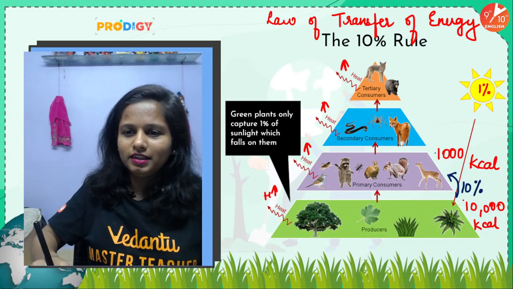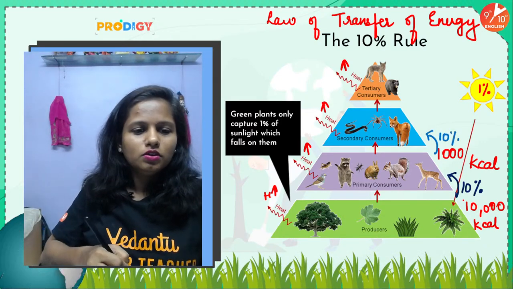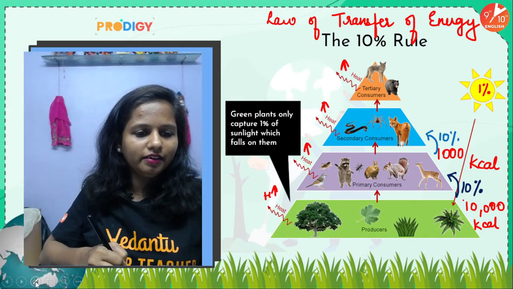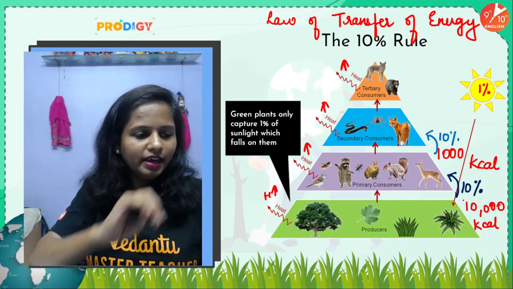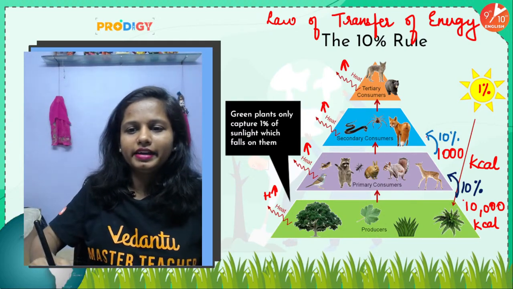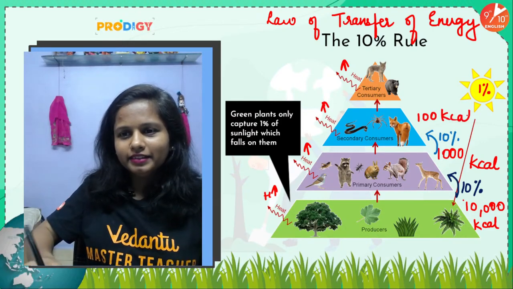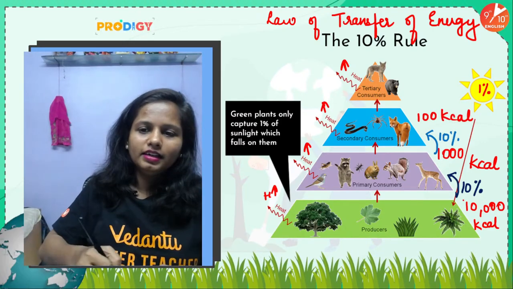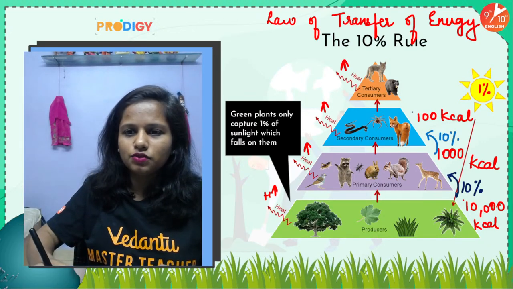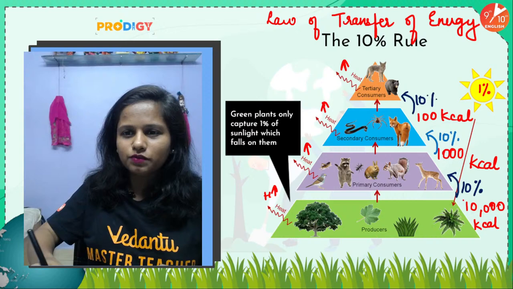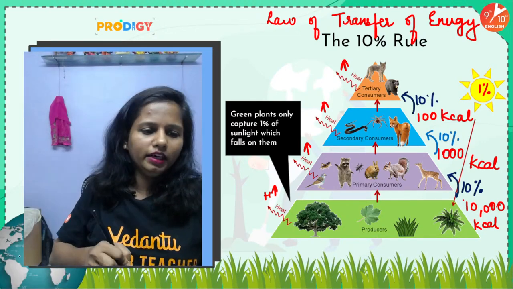Now again, as the law says, 10% is being transferred. So how much will be available with the secondary consumers? Quick. It will be 100 kilocalories. Perfect. Now again, 10% energy is being transferred. So, what will be the 10% of 100 kilocalories?